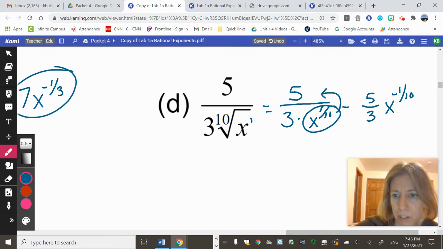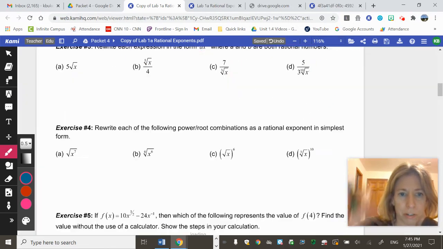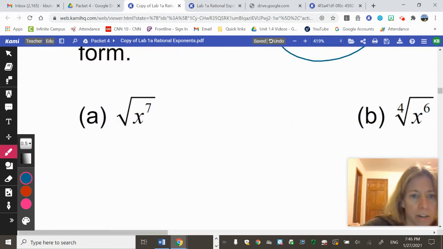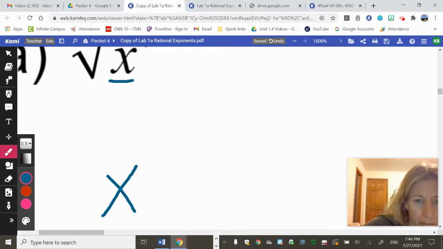All right, so hopefully this is making sense to you. Getting used to converting from root form to rational exponent form and vice versa. All right, exercise 4, rewrite each, this is not multiple choice, of the following as a rational exponent in simplest form. All right, so we take our radicand, we make it a base, and we're looking at power over root, okay? So I'm just going to reiterate that.